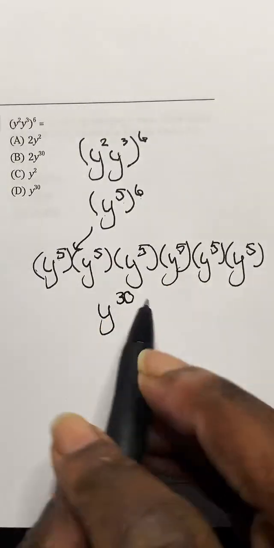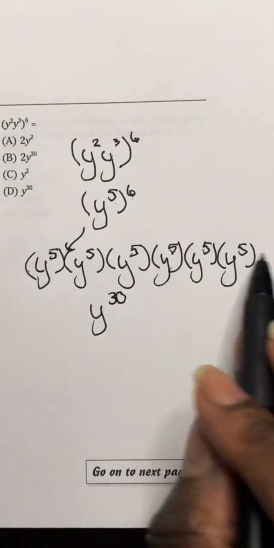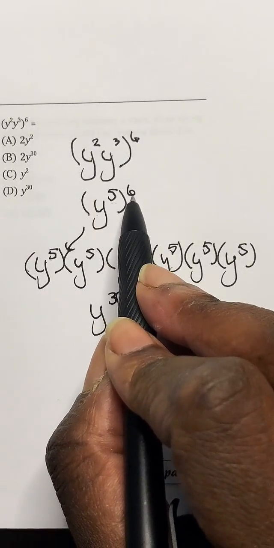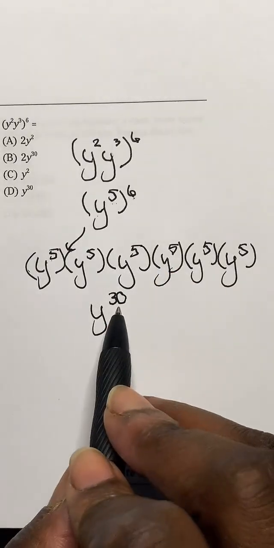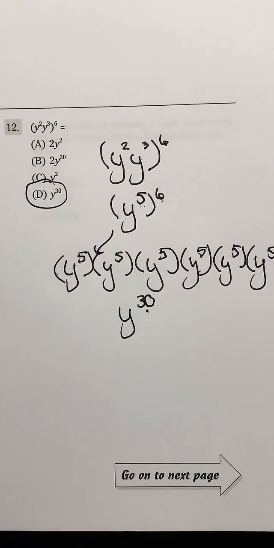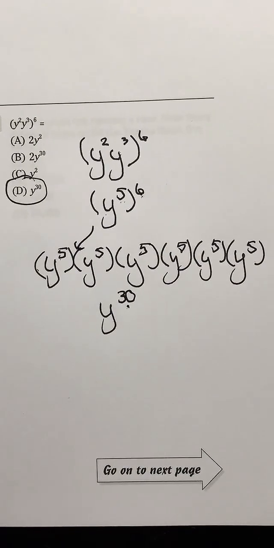So instead of just doing it by addition, learning the rule: when you see a power being raised to a power, you multiply, which means my answer will be D. Okay. Yep, it is going to be D.